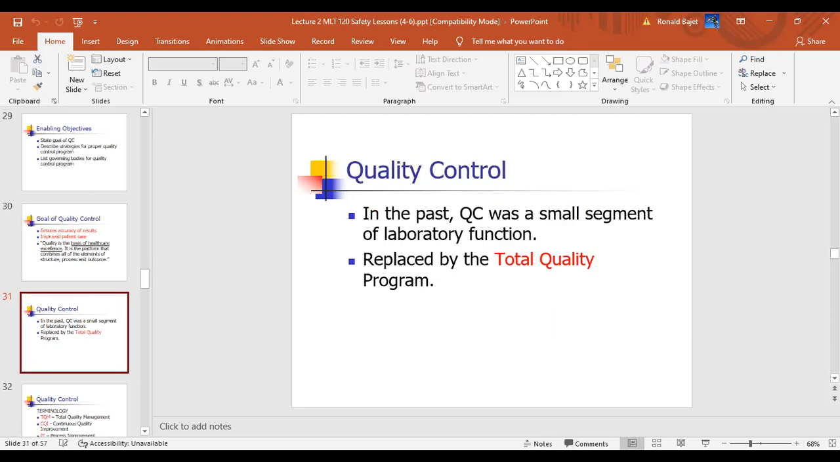In the past, QC was a small segment in the laboratory, and it's been replaced by a total quality program. Not to say that QC has gone away, it's just expanded into what's called total quality or quality assurance. Quality assurance is more encompassing. It not only includes the QC in the laboratory, but other things like adequate training, instrument maintenance, downtime of instruments, and, in microbiology, contamination rates.